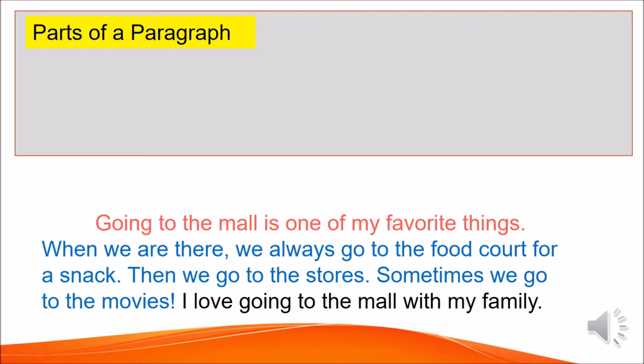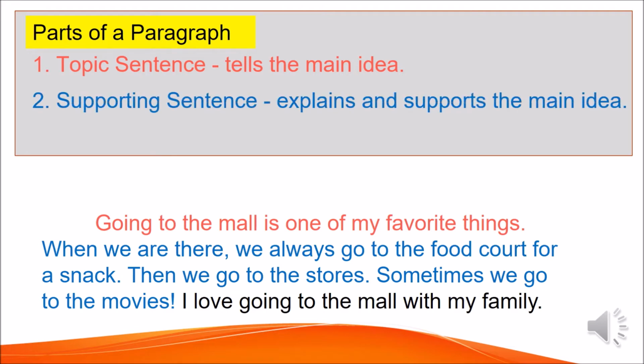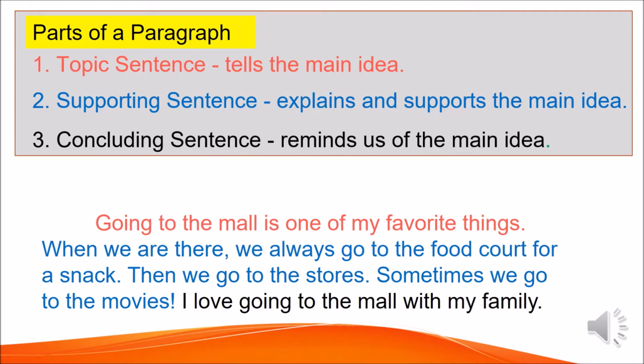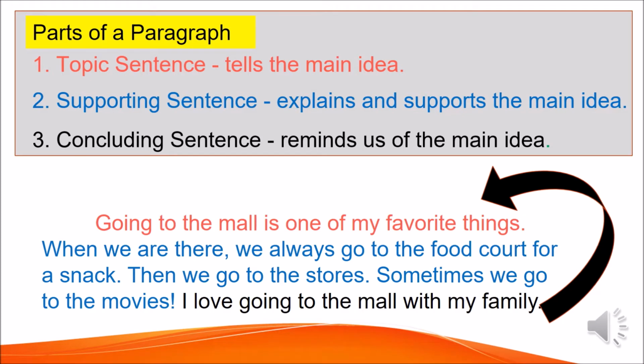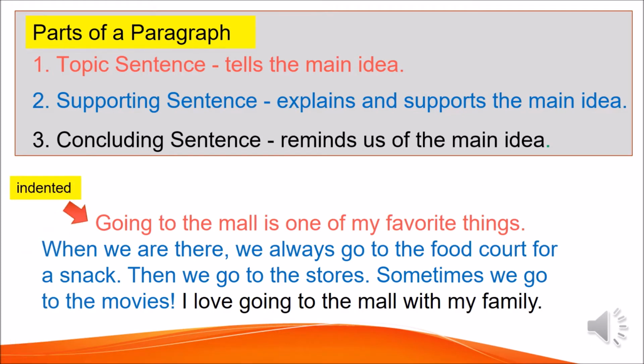The first part of a paragraph is a topic sentence. It tells us the main idea. In our example, the topic sentence is, "Going to the mall is one of my favorite things." The second part of a paragraph is a supporting sentence or supporting detail. It explains and supports the main idea. The third part is a concluding sentence. It reminds us of the main idea. And the first line should be indented.